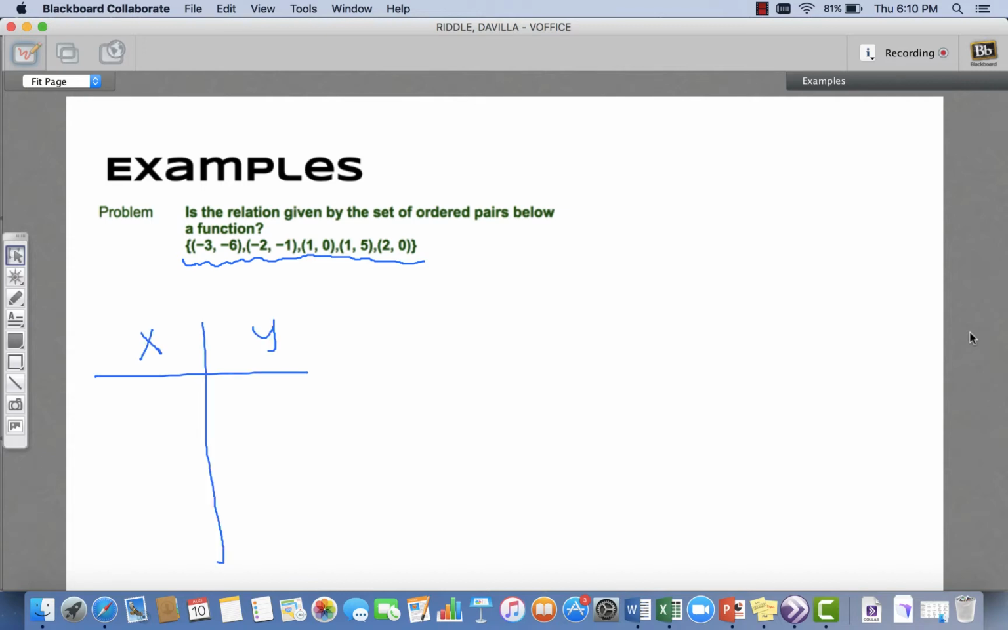Okay, I'll go first, I'll do the first one, then you tell me the second, third, fourth, and fifth one. I'm gonna put the numbers where they belong. So I put -3 and then -6. Can you tell me what goes here?